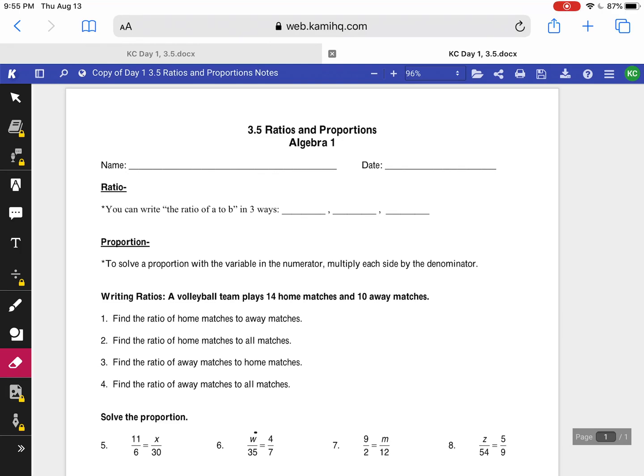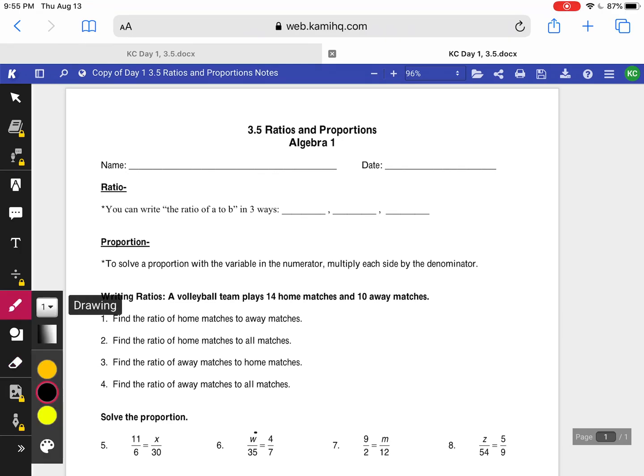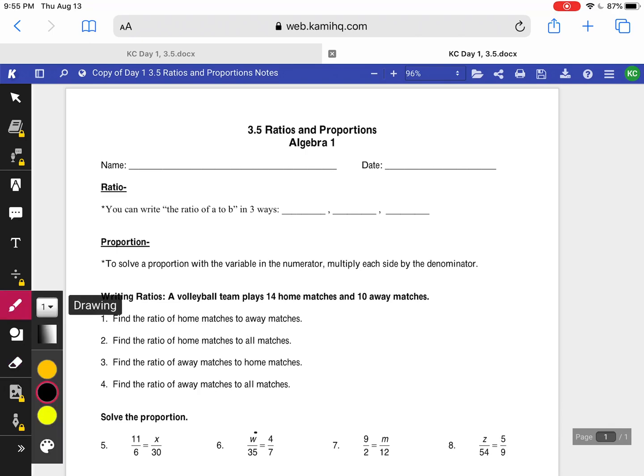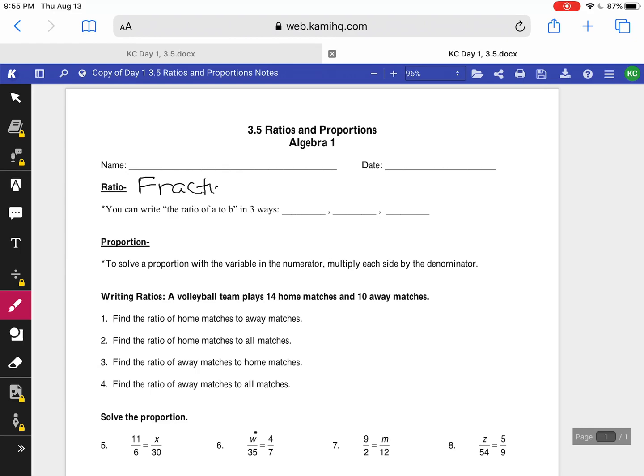So we're going to go ahead and get started by looking at this word, ratio. You have probably heard of the word ratio before when dealing with a lesson on fractions, because we know that a ratio is one type of fraction. And as we think about a ratio, you want to be able to write a ratio in 3 different ways.